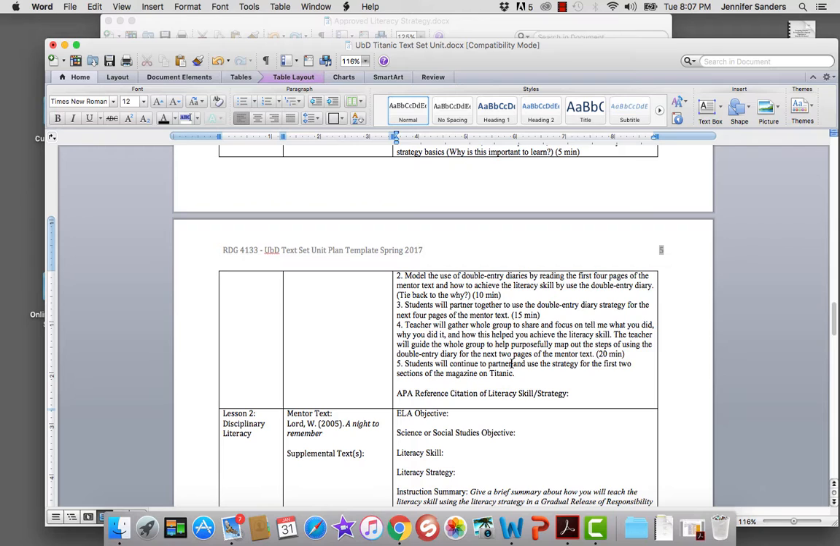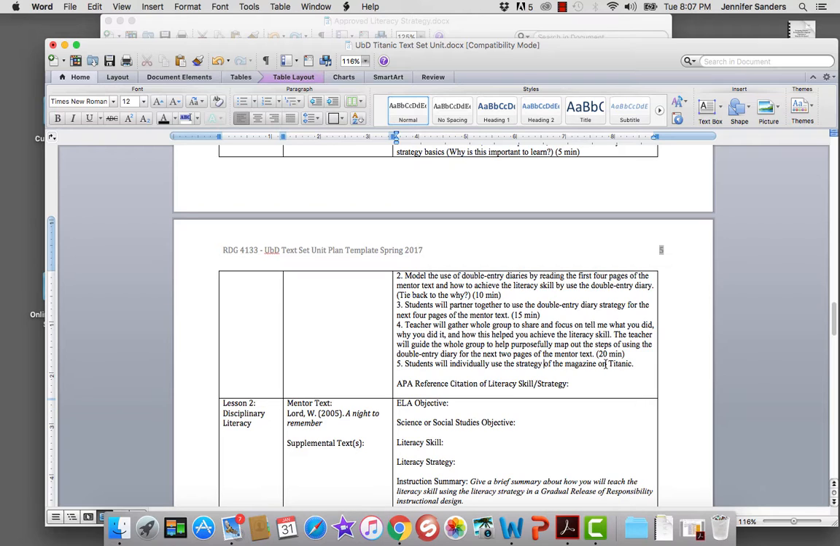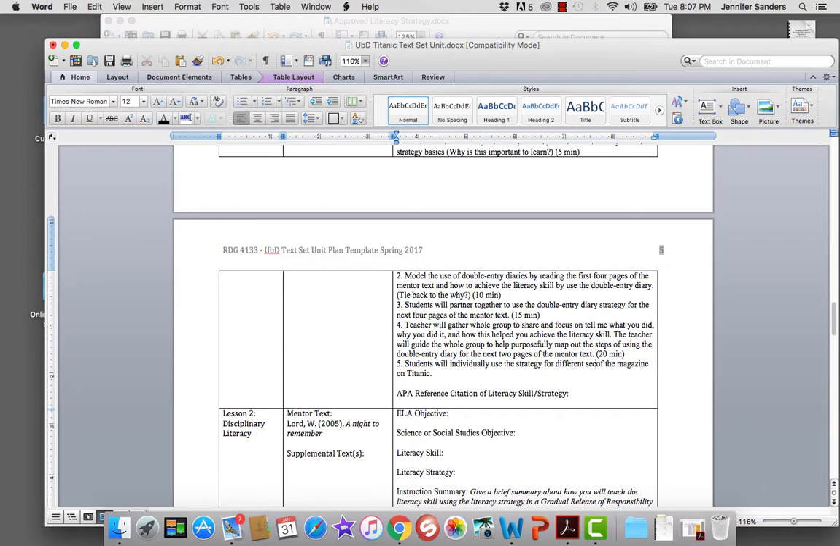So instead of doing individual, students will individually use the strategy to analyze different sections of the magazine on Titanic. So I actually could give each group a different section to analyze. And then, oh, this will be good.